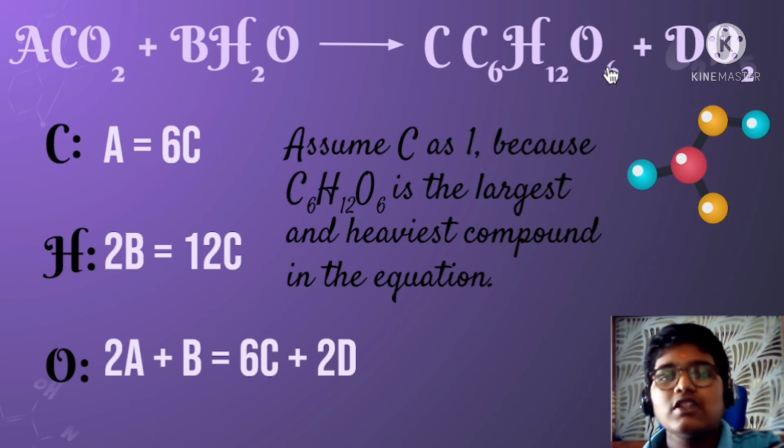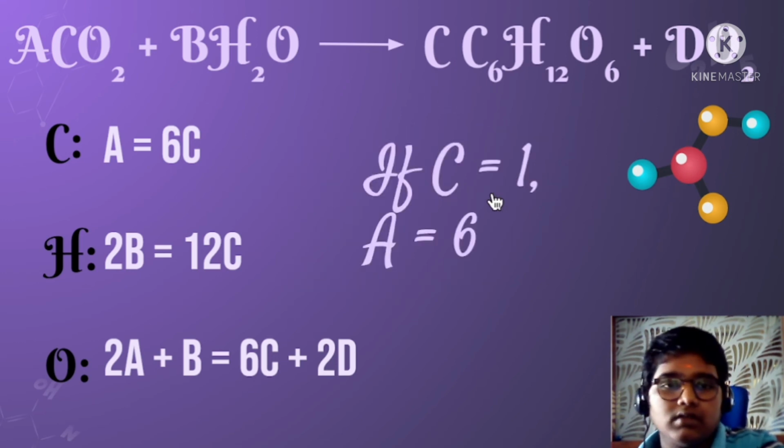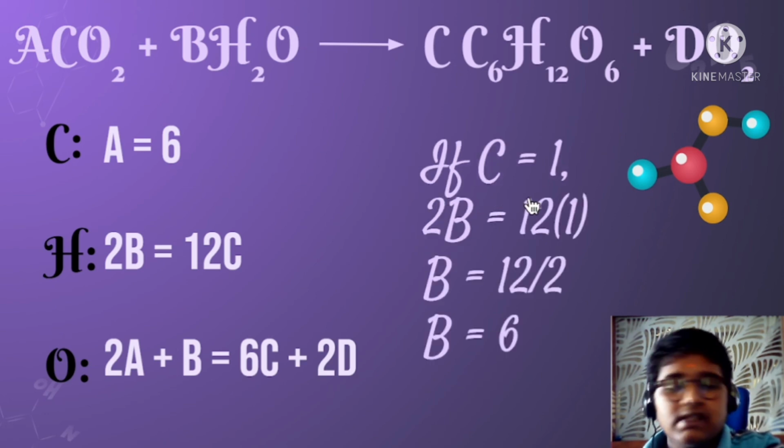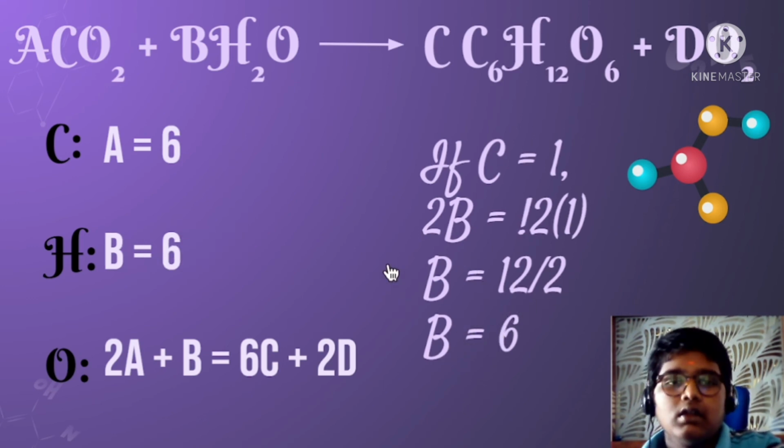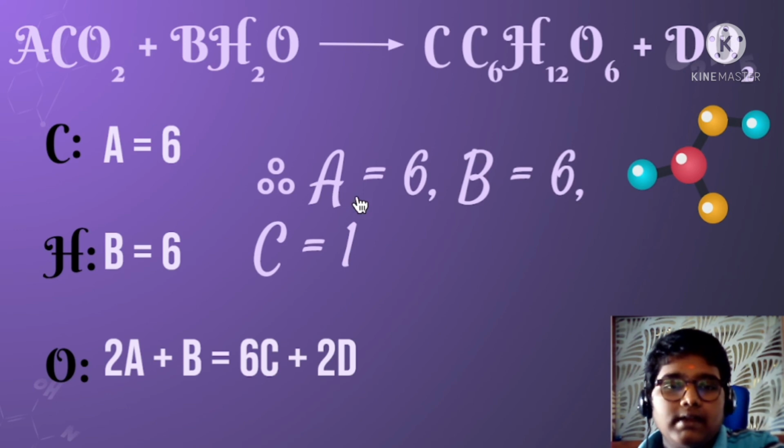Now C6H12O6 is the largest compound I can see, and it holds the coefficient C, so I assume C as 1, and it is the heaviest compound in the equation. If C equals 1, A becomes 6 of 1, which is A equal to 6. If C is 1, 2B equal to 12 into 1, B equal to 12 by 2, and B would become 6. So we got 3 variables here.